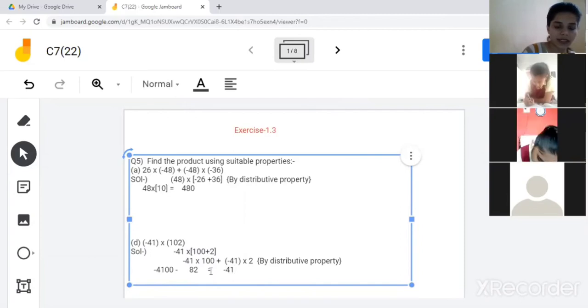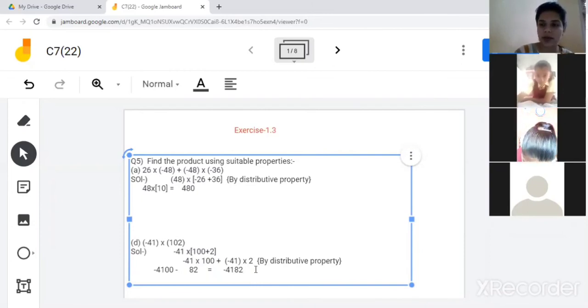Minus 4182. Okay, so this will be our answer. Because positive times negative is negative, so minus 4182 will be our answer, children. In this way, you can apply the distributive property for solving our problem.